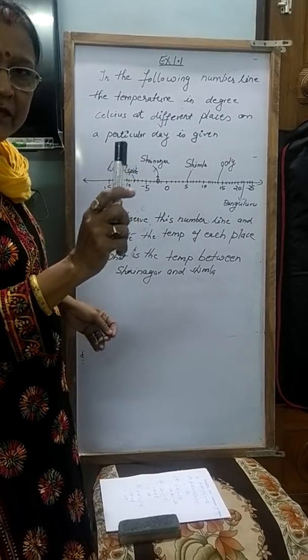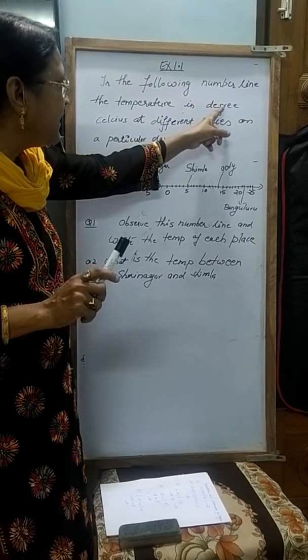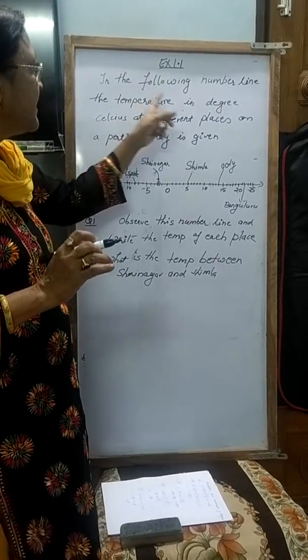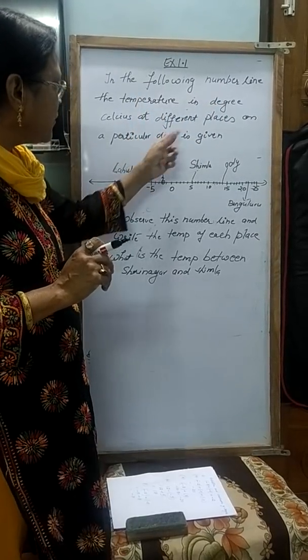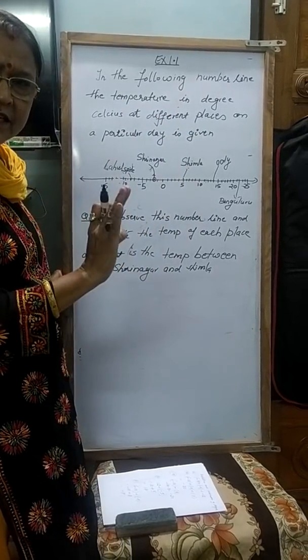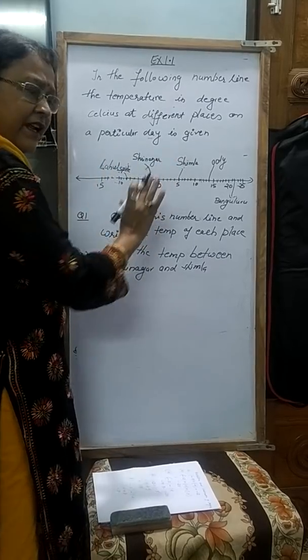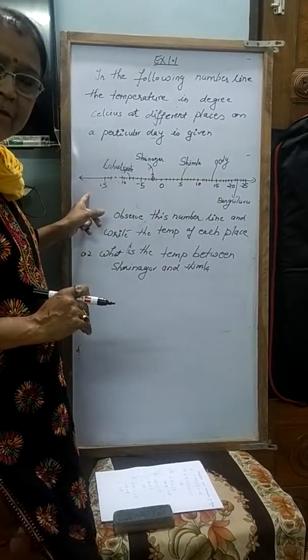As you know, the temperature we can measure in degrees Celsius. In India we measure the temperature in degrees Celsius. So here the temperature of some cities on a particular day is taken, and on that day 5 cities are taken and the temperatures are marked on this number line.